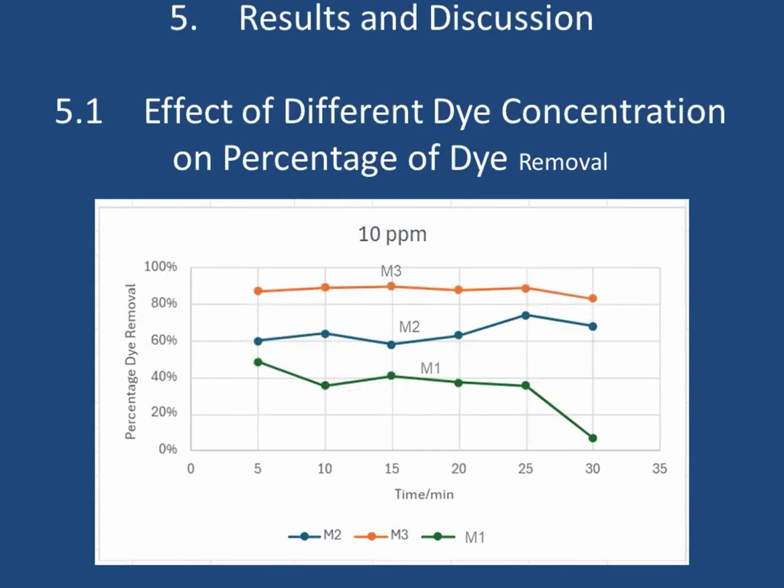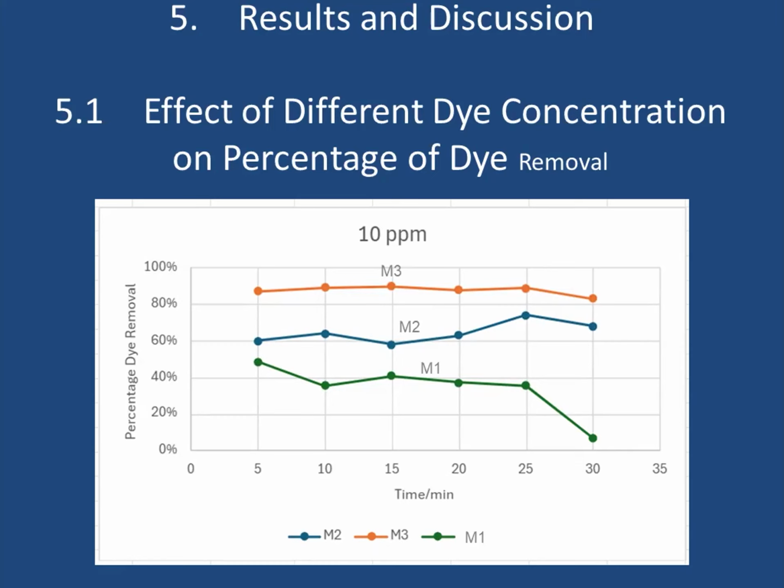We are going down to our results and discussion. As we said before, we are going to talk about the relation of different dye concentrations to the percentage of dye removal. And we are going to speak here about the extremes, the 10 parts per million and the 50 parts per million only. But the full paper has all the ranges.